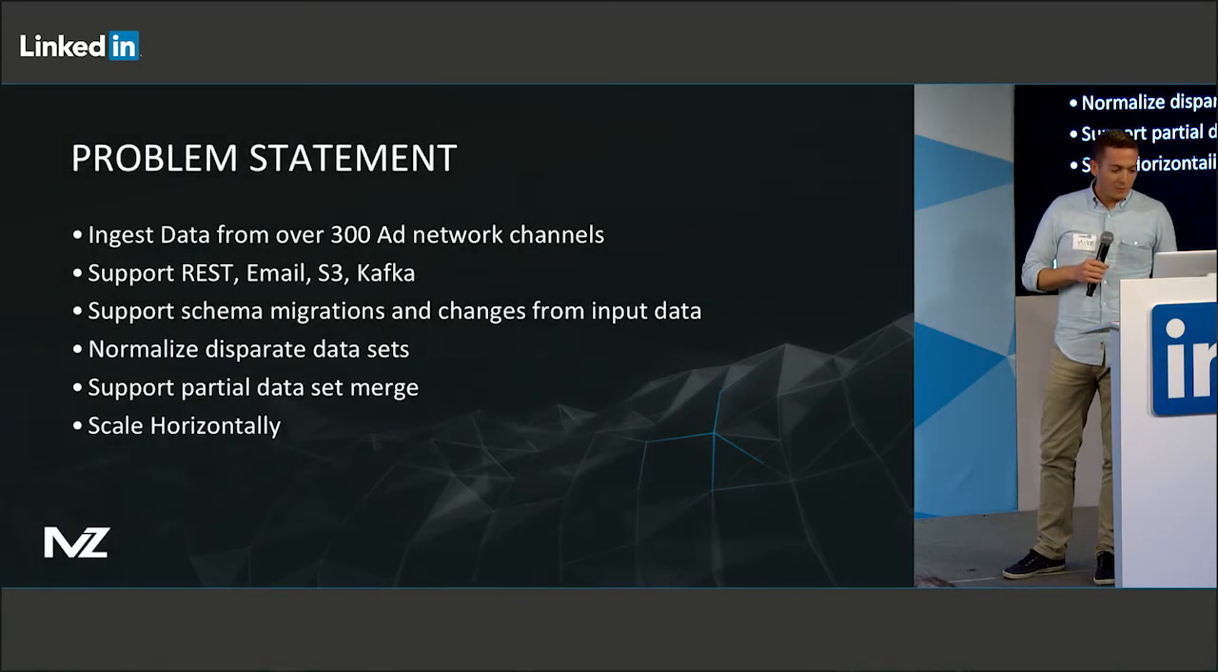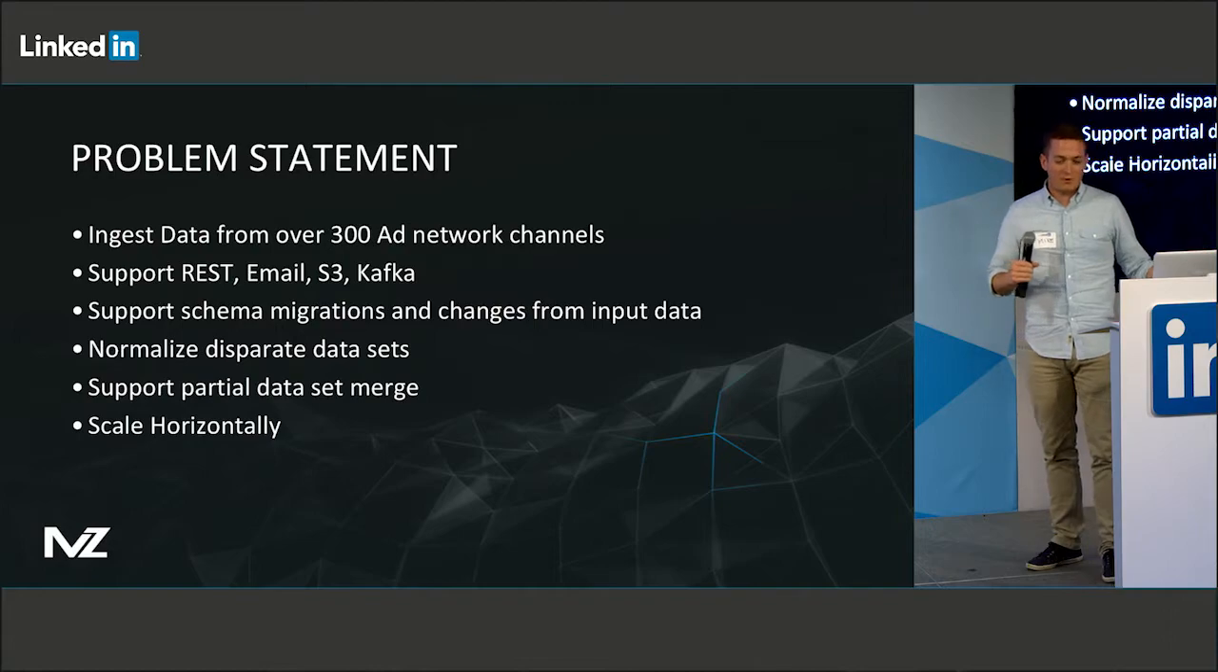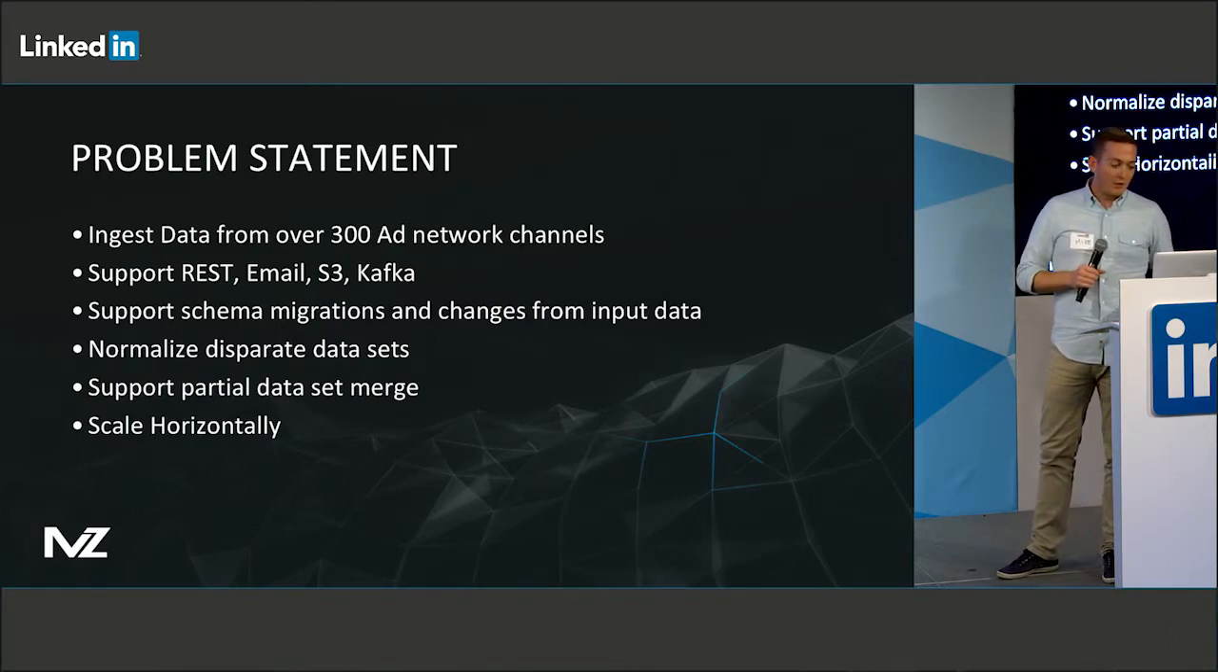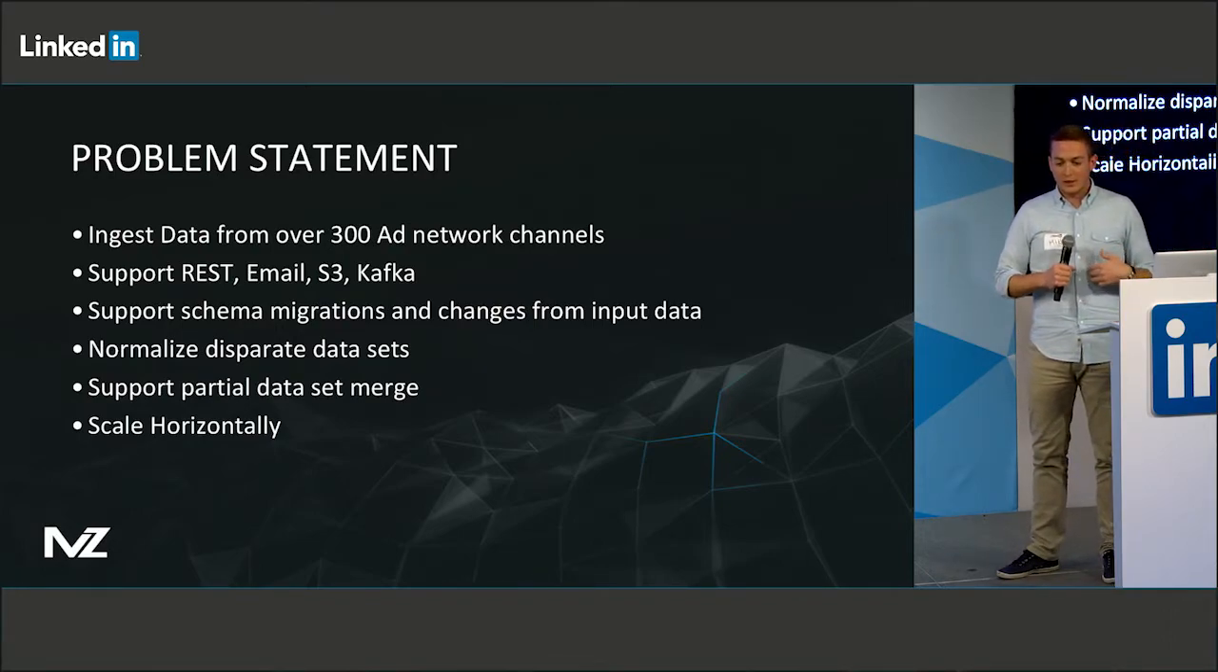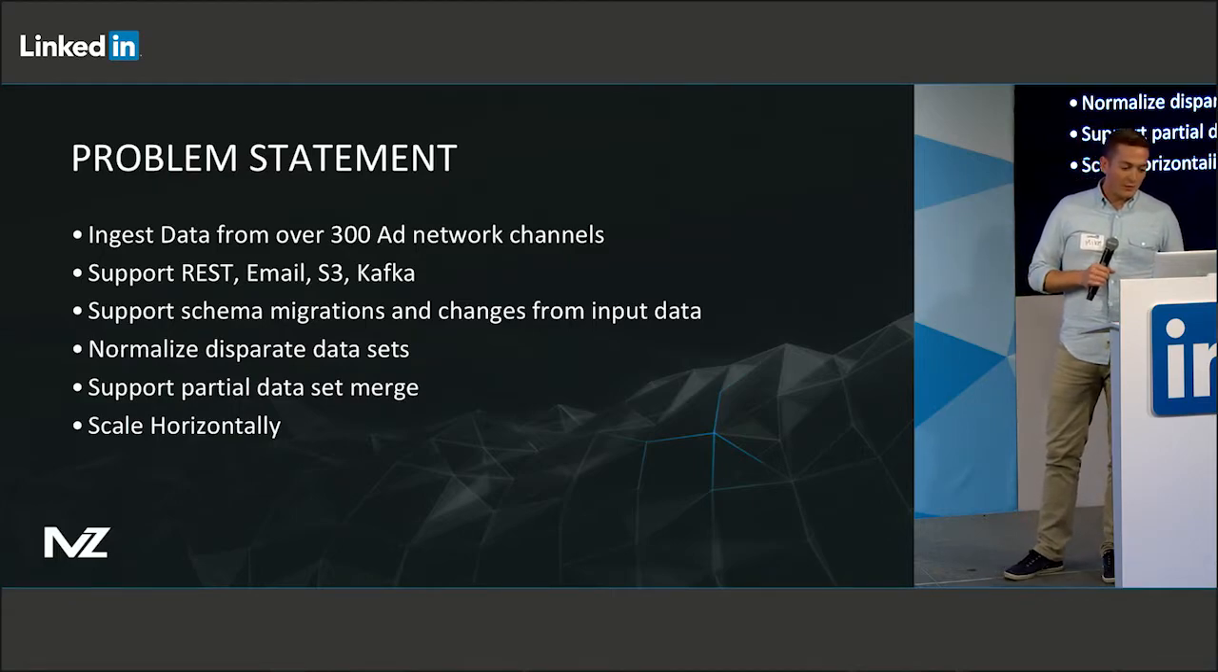So for an initial thing, we ingest data from over 300 different ad networks. We work with a lot of different companies, and they have a lot of different schemas. The ad performance data all looks very similar, but all these companies have different representations of basically the same data. So we have to take it all in, do some normalization on it, and put it into a reporting mechanism.